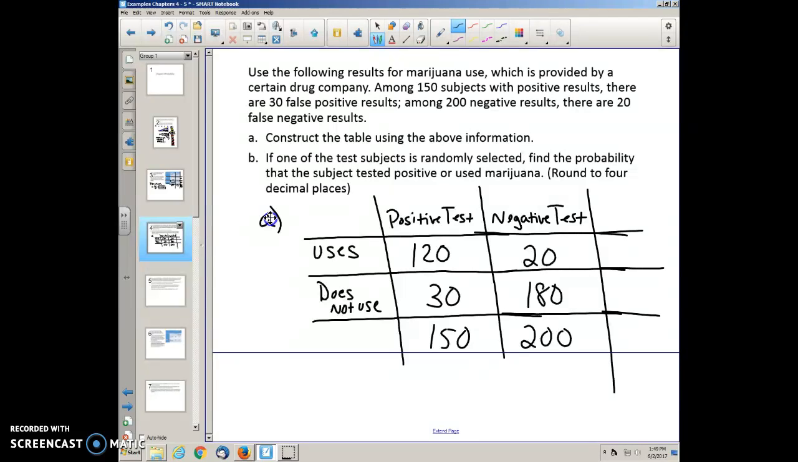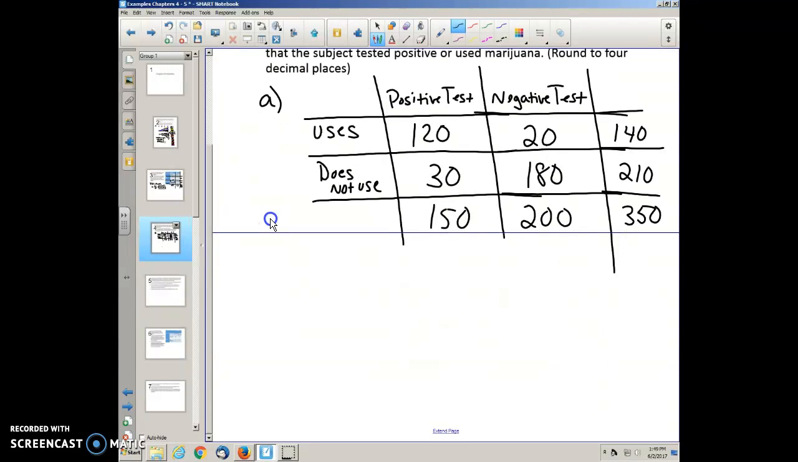We need the totals across as well. 140 use the drug. 210 do not use. Adding that last column or adding that bottom row, you get 350. So now we know there's 350 total test subjects. All right, now let's look at our question. If one of the test subjects is randomly selected, find the probability that the test subject tested positive or used marijuana. Okay.